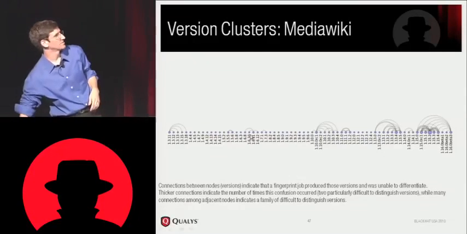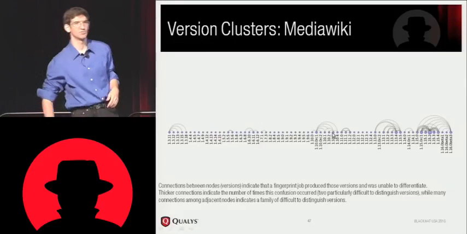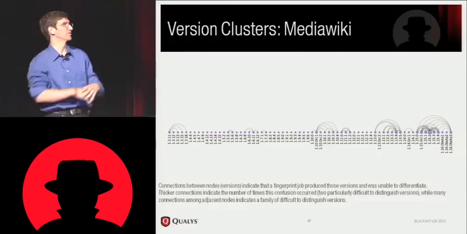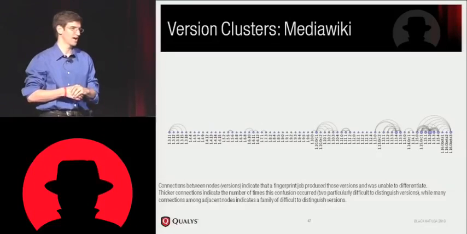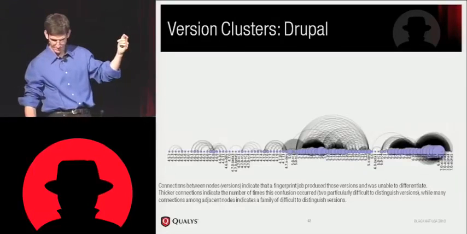So you can see from time to time, we get these little groups of versions that get confused. More lines, thicker lines means that happens more often. But even in the worst case scenario, we end up pinning it down to 3, 4 versions. So that's sort of the graph of how accurate we're often going to be for MediaWiki.